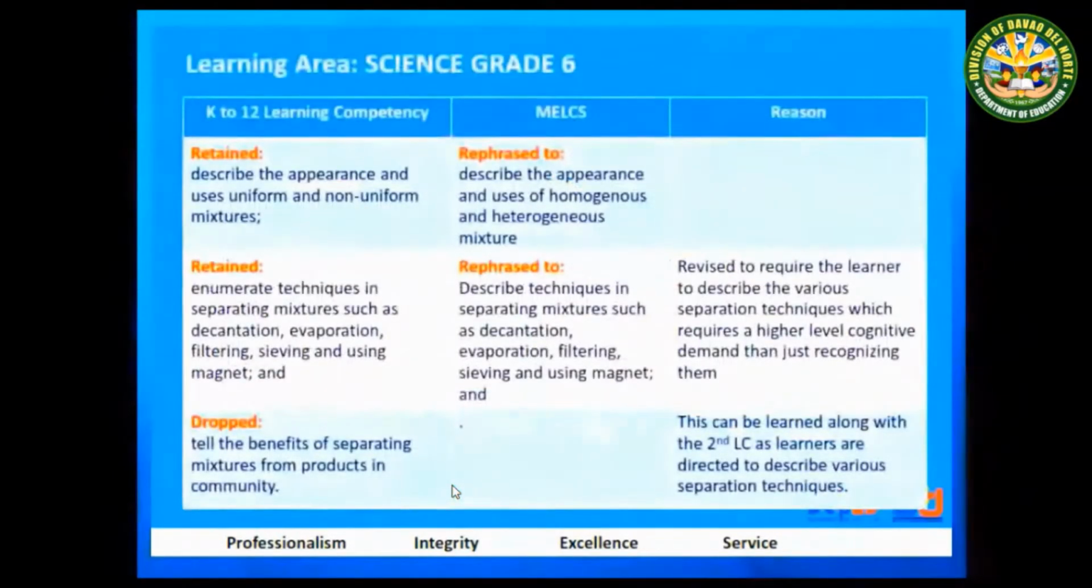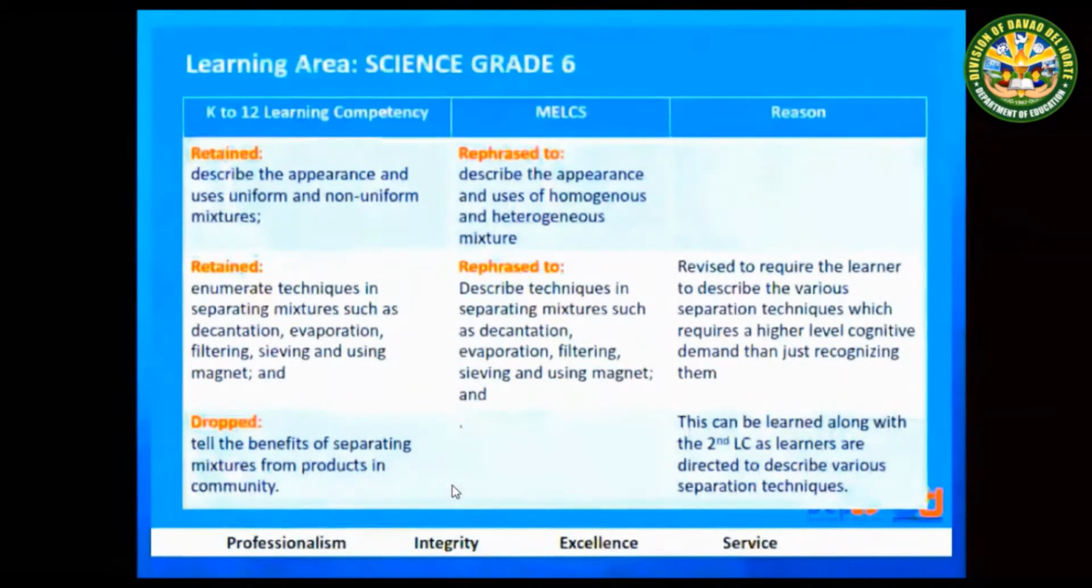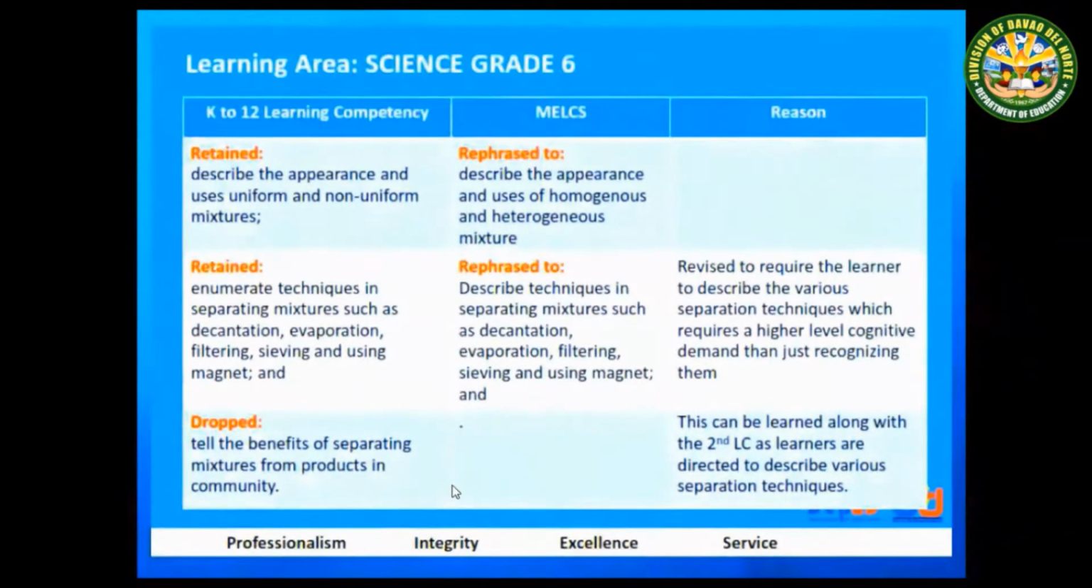For science grade 6, 2 LCs were retained, 2 rephrased to MELCs, and 1 LC dropped. For the reason that it was revised to require the learner to describe the various separation techniques, which requires a higher level cognitive demand than just recognizing them. The LC was dropped. This can be learned along with the second LC, as learners are directed to describe various separation techniques.